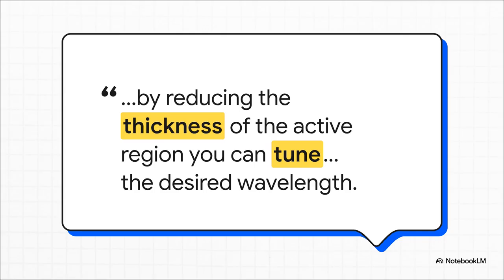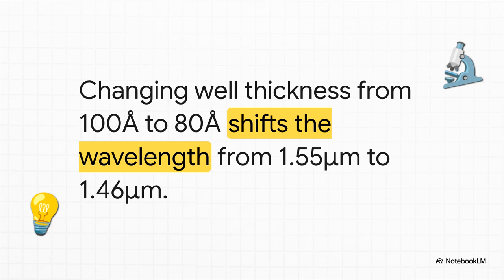But honestly, the most powerful advantage might just be tunability. Just like this quote says, the wavelength is no longer some fixed property of the material. Instead, it becomes a design choice. We can literally build a laser to produce the exact color of light we need for a specific job. And get this, just by shrinking the quantum well from 100 angstroms down to only 80, we can shift the laser's wavelength from 1.55 microns to 1.46 microns. This ability to create dozens of slightly different colors of light is the key to something called wavelength division multiplexing. That's the magic that lets a single fiber optic cable carry millions of phone calls and video streams all at the same time.